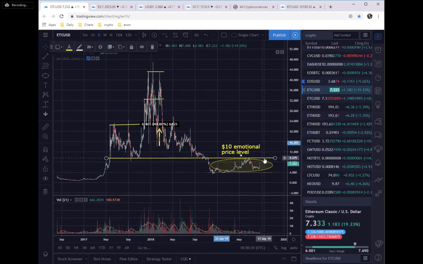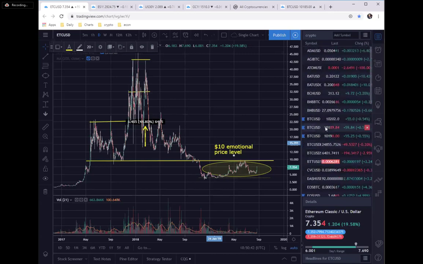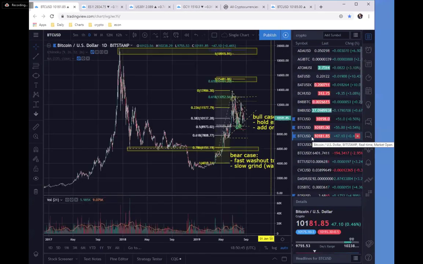Yeah, and for example, like we were talking about with Ripple, this could be a random mid-range pop and then chop around. But if it broke 10K, that emotional price, if it broke $10, that would be the first sign of real strength, in my opinion. Yeah, for sure.